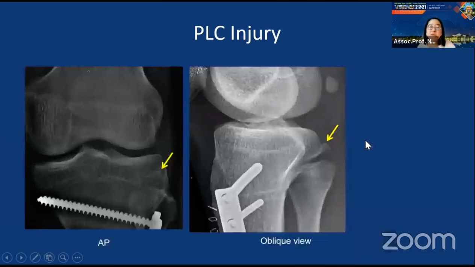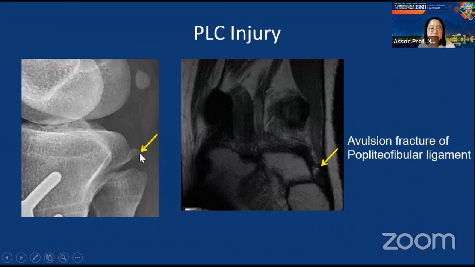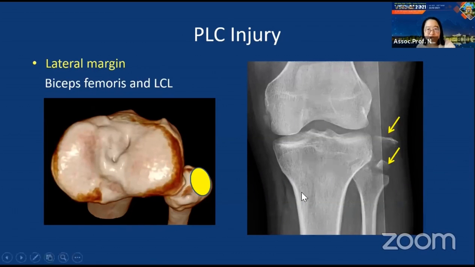Sometimes it may be difficult to identify this small fracture on the AP view. You may use an oblique view to identify this fracture. And this is the MRI of the case that has a small fragment pulled by avulsion of the popliteofibular ligament. And this is the popliteofibular ligament with avulsion fracture. For the lateral margin, because the conjoint tendon of biceps femoris and LCL is big, usually the fracture is bigger and goes lateral. So look at this one.